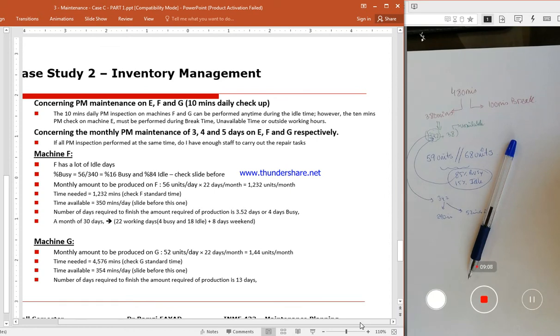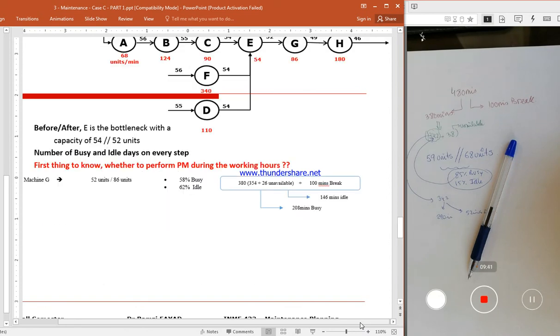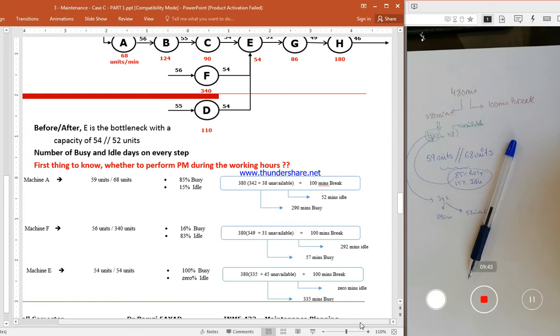The question is, if I perform them all at the same time, do I have enough staff to do the 3 maintenance tasks? Yes or no? I need to take this into consideration. If I'm going to perform the 3 inspections E, F and G all at the same time, do I have enough people to carry out this job? Yes or no? Okay, I'll do it later, but let me go back a bit, I want to see step F.